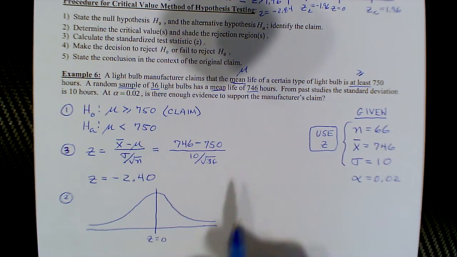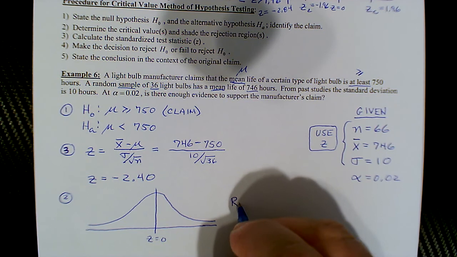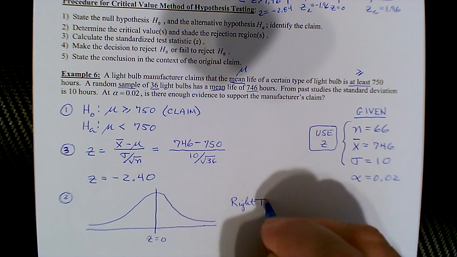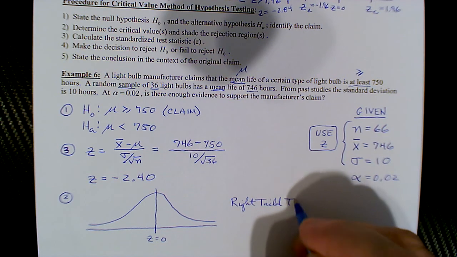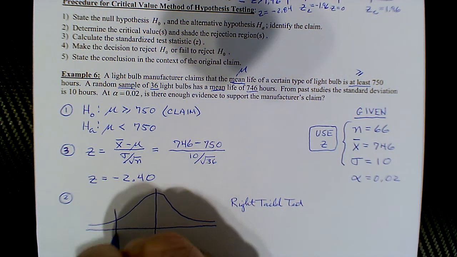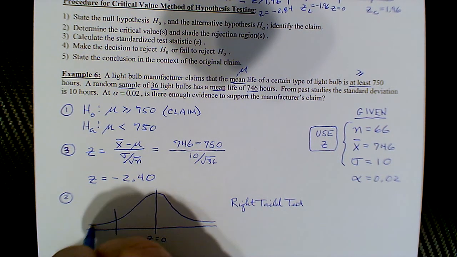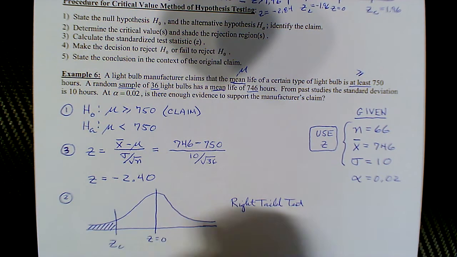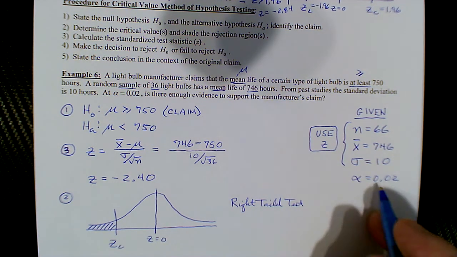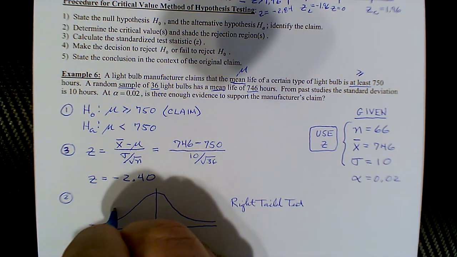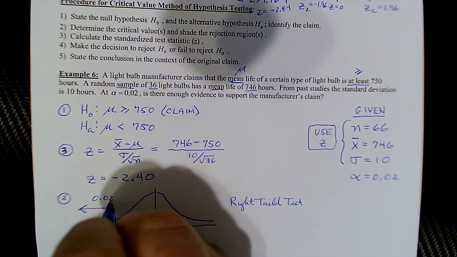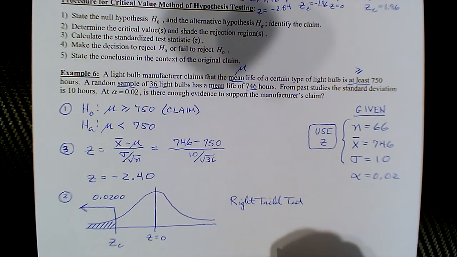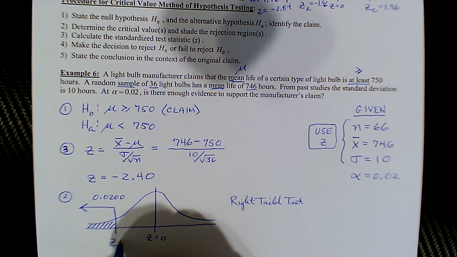So it's a right-tailed test. So we draw a tail. That's going to represent Z sub C, the critical value. And alpha is the area in that tail. So this area is 0.02. Add a couple zeros. Look that value up in the table. Again, in the guts of the table, find negative 2.05. And so Z sub C is negative 2.05.